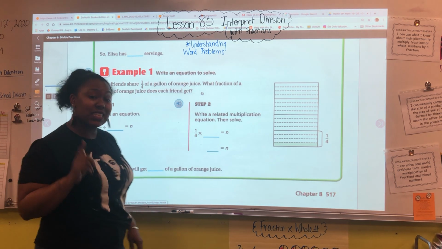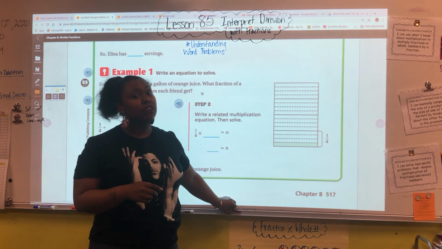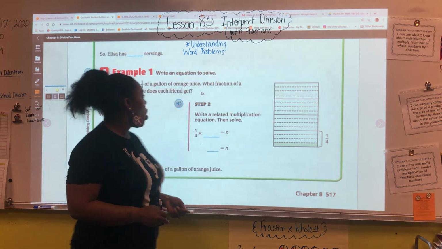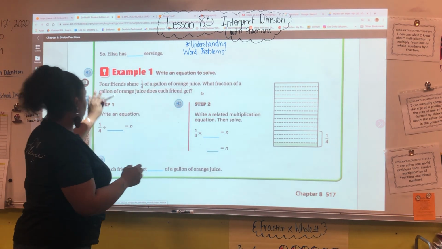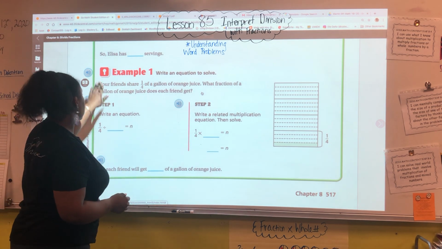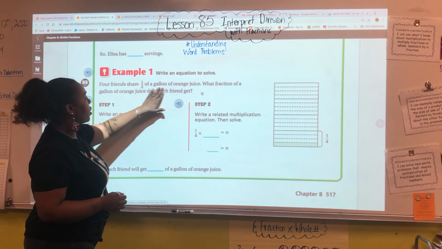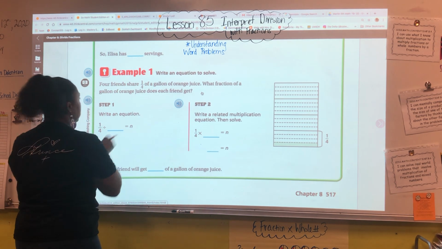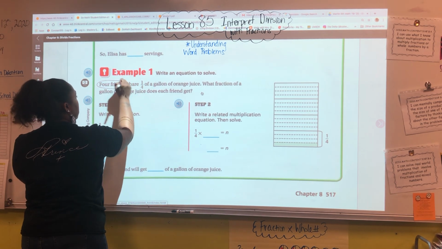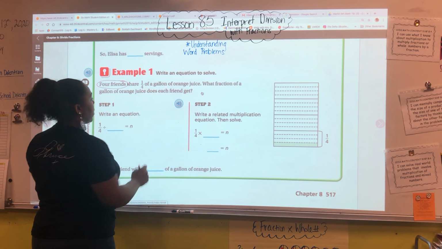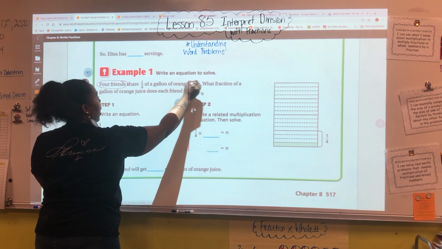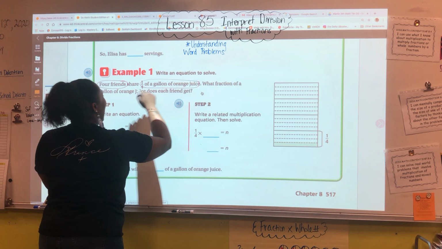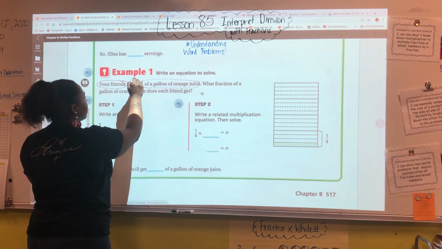Now, this one can sound tricky, but you really just have to pay attention to what's happening. Let's read it again and let's circle our information. So it says here, 4 friends share 1/4 of a gallon of orange juice. Okay, I've got 2 numbers in there. I'm going to circle those numbers. I've got 4 friends and 1/4 of a gallon of orange juice. Okay, circle that. And it says they share it.